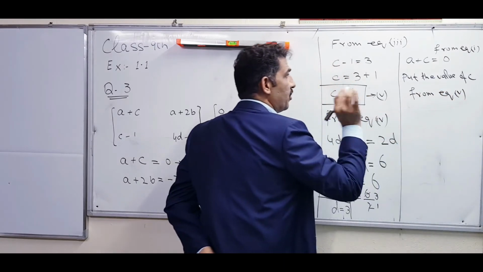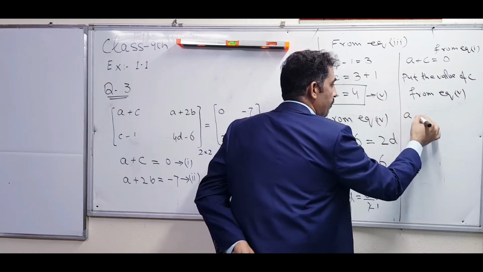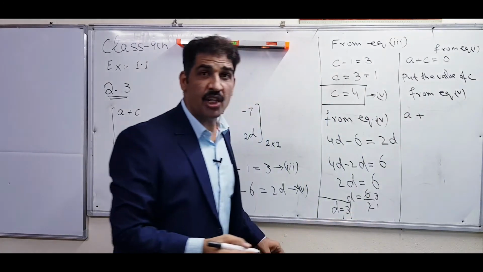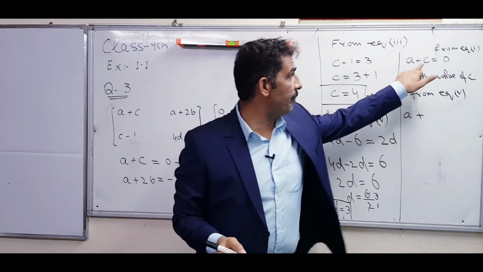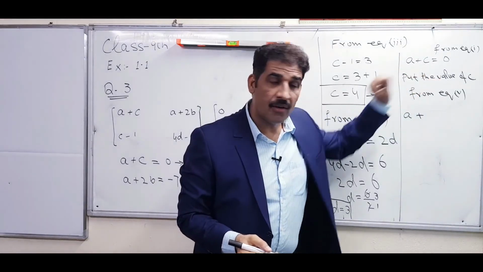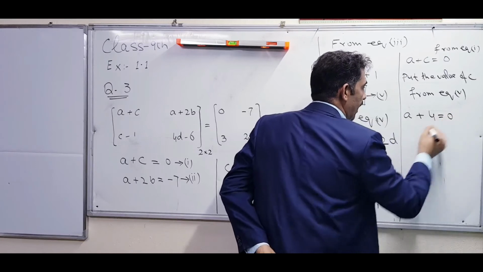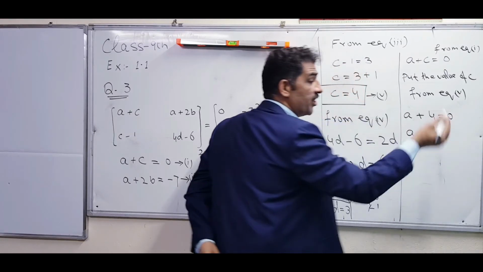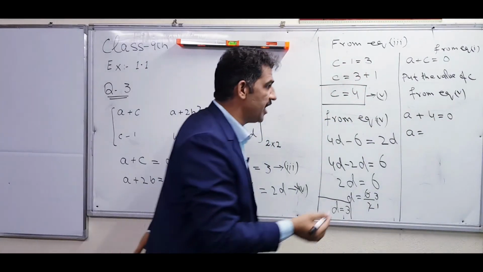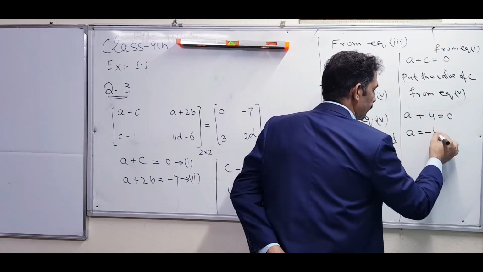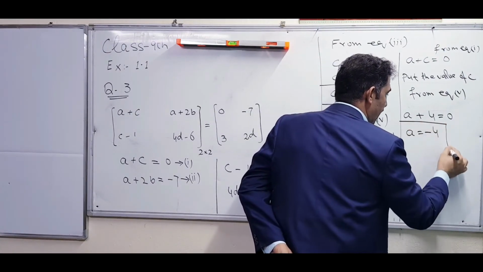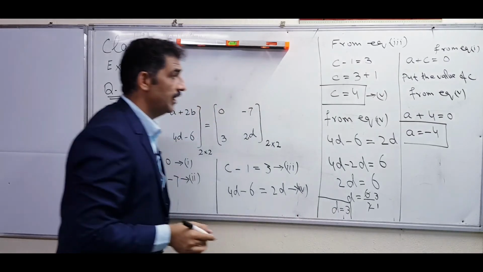So it's easy to understand. So A plus C. What is the value of C? 4. So in the place of C, what will we write? 4. Good. And A is equal to 4 shifting on the other side, minus 4. Good. So A is also found. Now which value is missing?